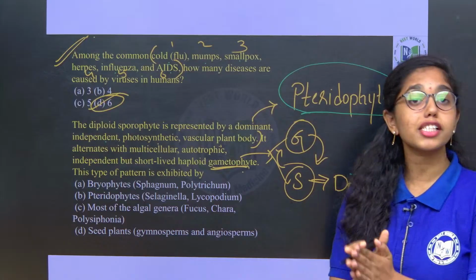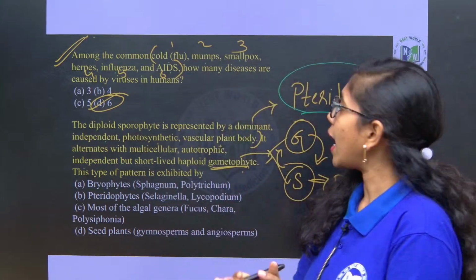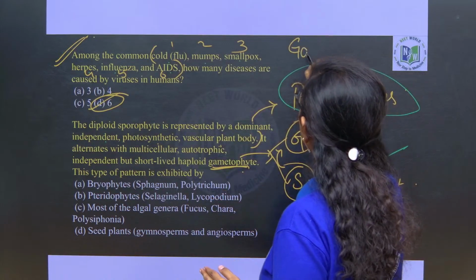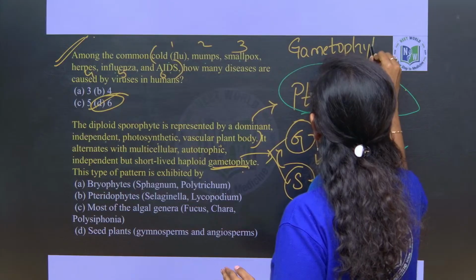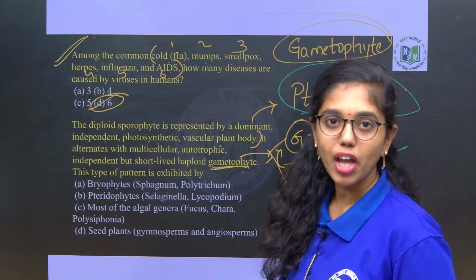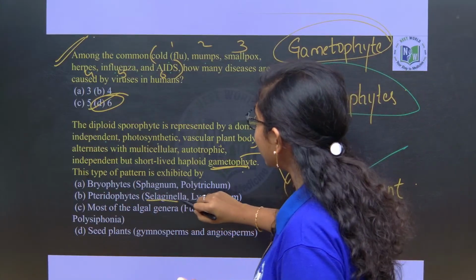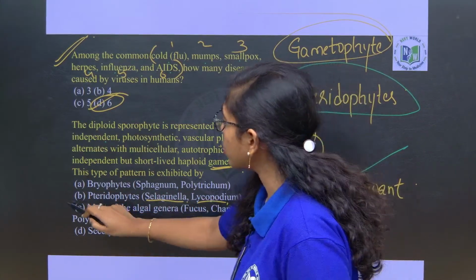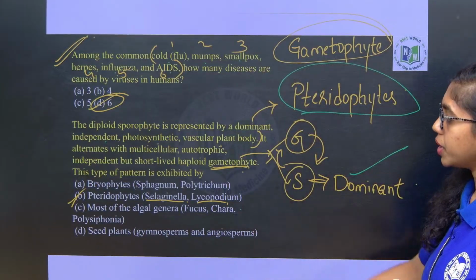In bryophytes, what is the dominant plant body? In bryophytes, the dominant plant body is the gametophyte. Now, pteridophytes have Selaginella and Lycopodium, both are examples of pteridophytes here. So, we have to go with option B.